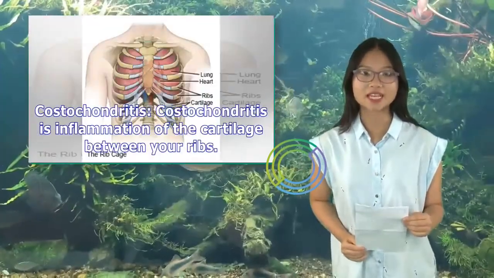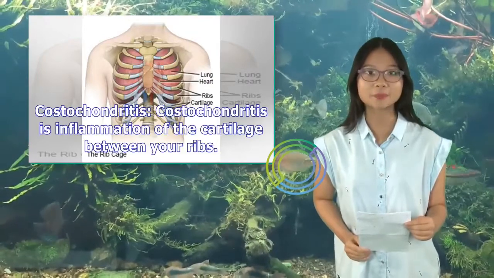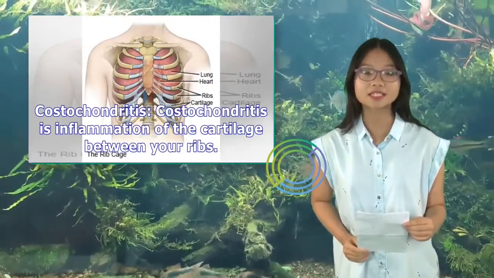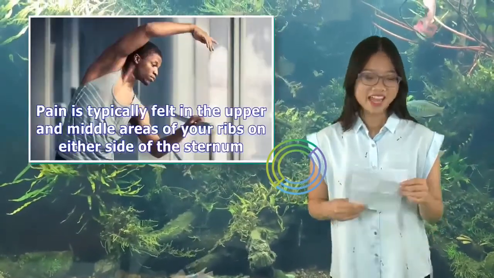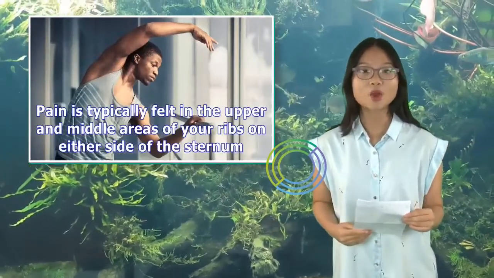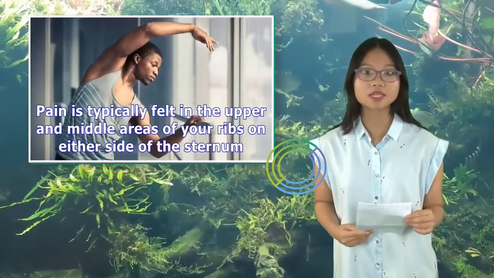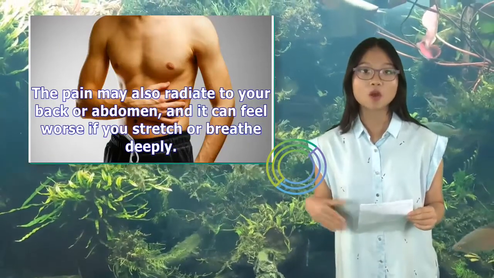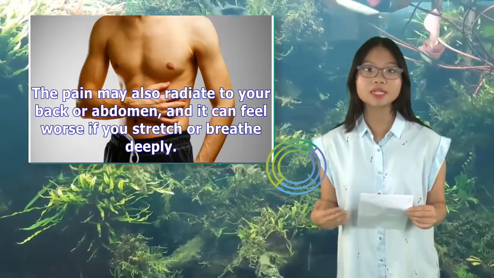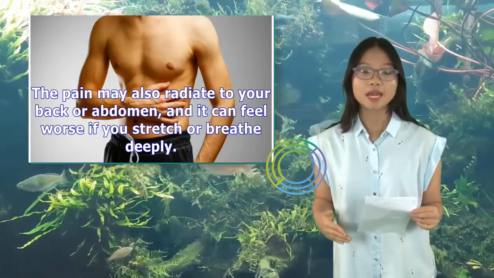Costochondritis. Costochondritis is inflammation of the cartilage between your ribs. Pain is typically felt in the upper and middle areas of your ribs on either side of the sternum. The pain may also radiate to your back or abdomen, and it can feel worse if you stretch or breathe deeply.